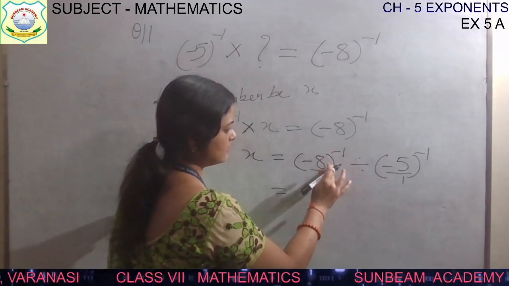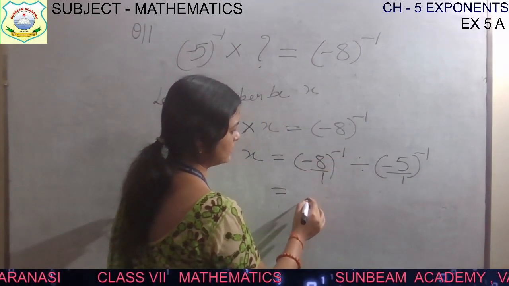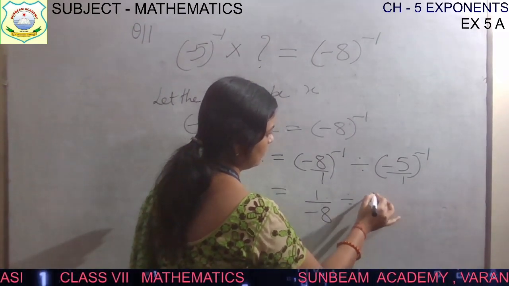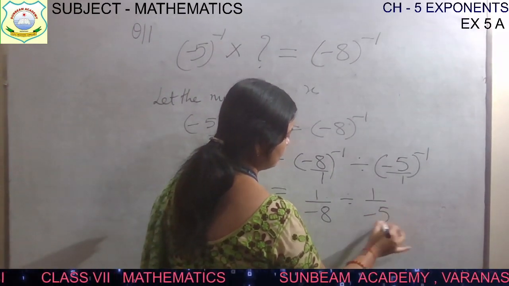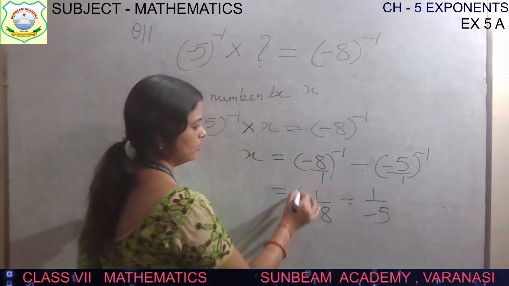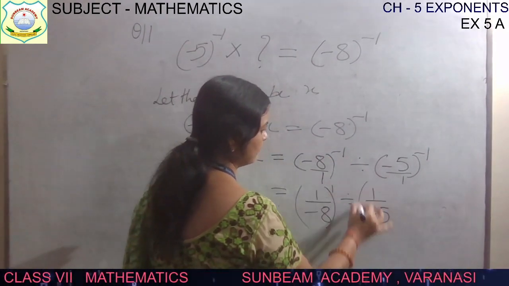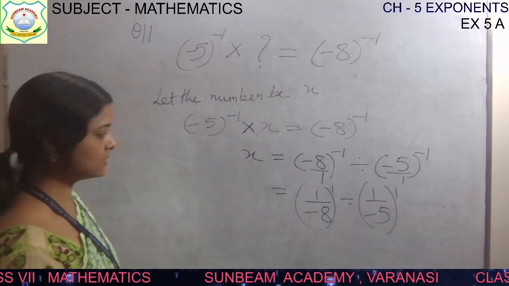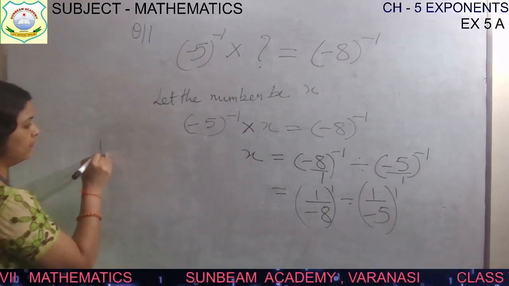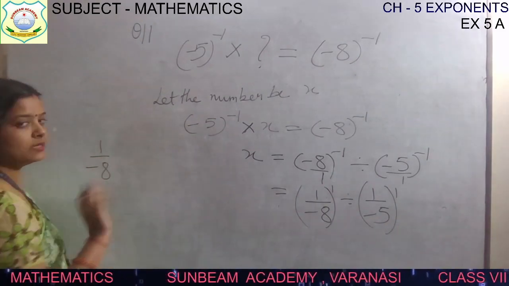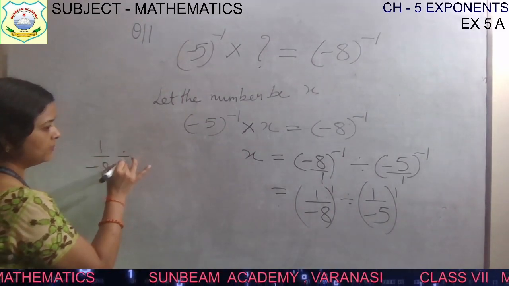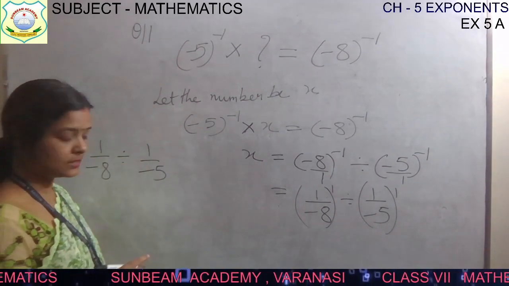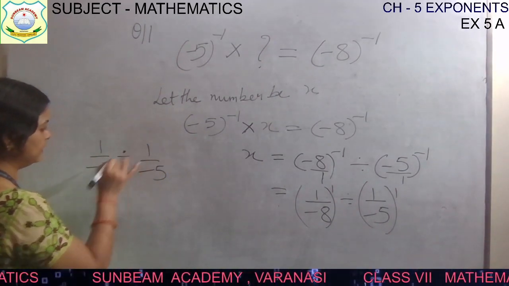So minus 1 is in power means we have to make it positive. So it will become 1 upon minus 8 divided by 1 upon minus 5. Now the power is positive. You can write it as this. Next step, 1 upon minus 8 to the power 1 is this one only, divided by 1 upon minus 5. Power is 1, so the answer is this. Now we have to divide these two things.